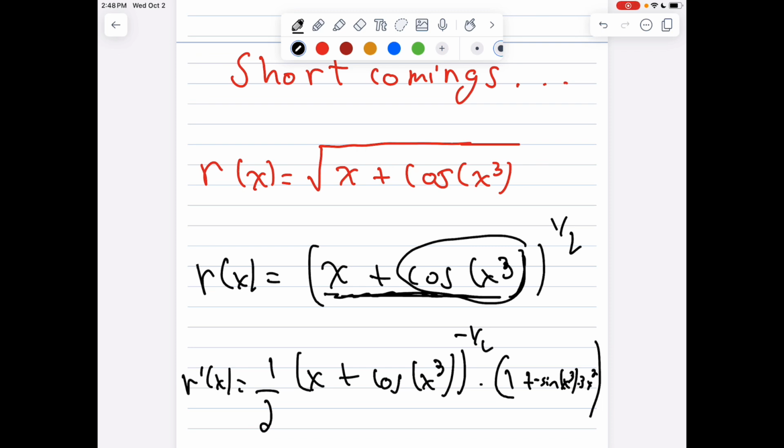Okay, so just keep that in mind, but I hope this does help you out, that you can apply this in a lot of other chain rule problems.